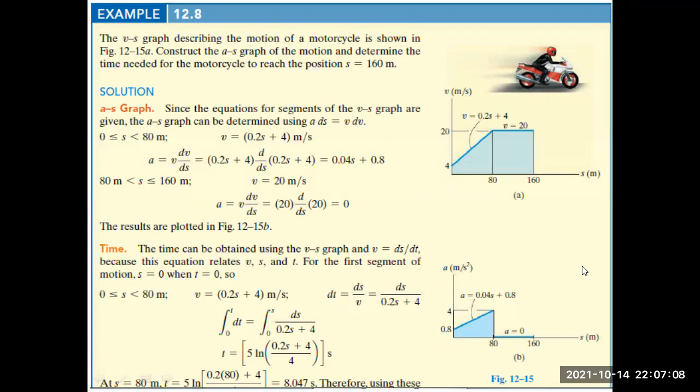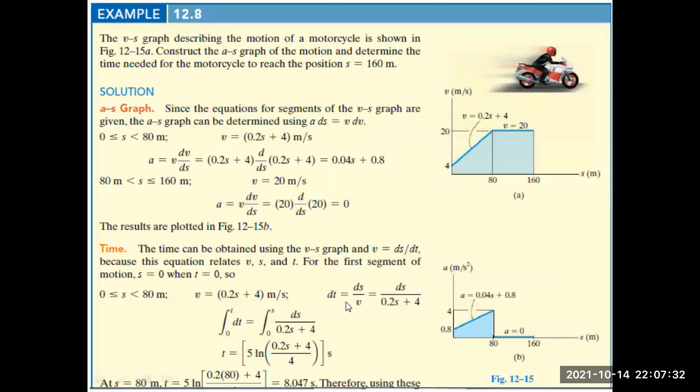Okay, so we get this. Where does this come from? I don't understand this. dt is equal to ds over V. What is this? dt is equal to velocity. This is the definition. Yes, I understand this definition.